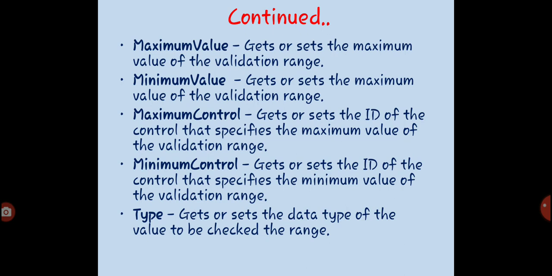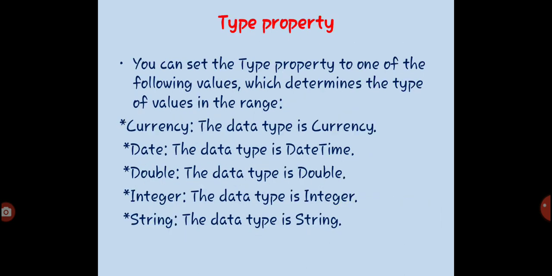Then Type. Type is the data type of the value. We'll see it later. It will check the data types currency, date, double, integer and string. These are the data types under which the value can be entered and validated using this range validator.